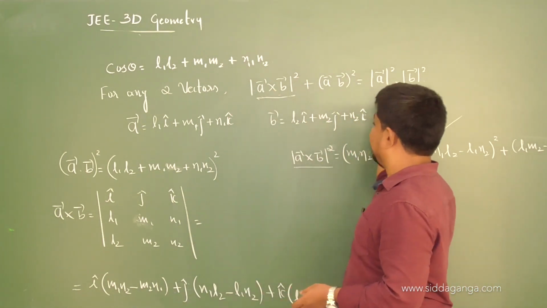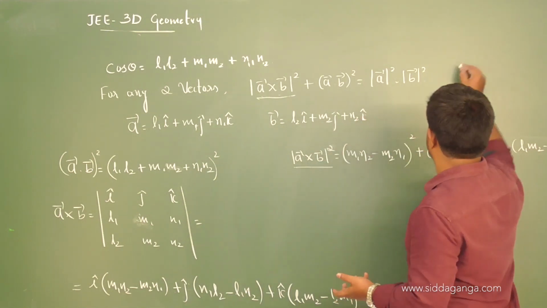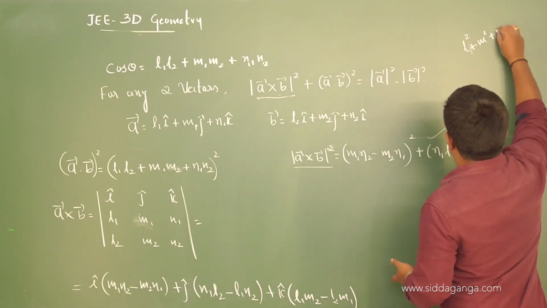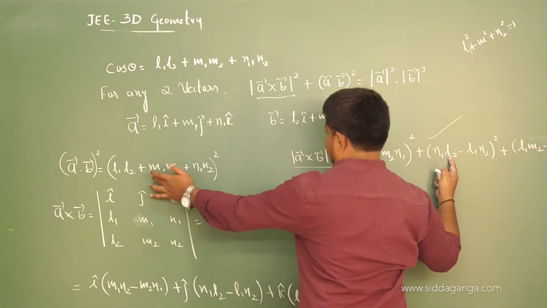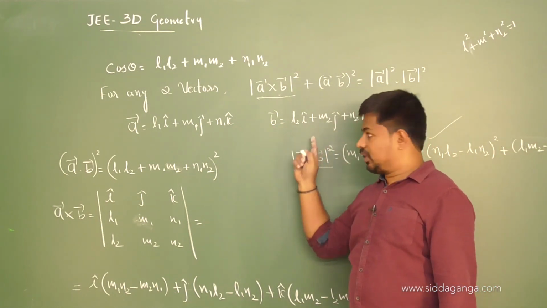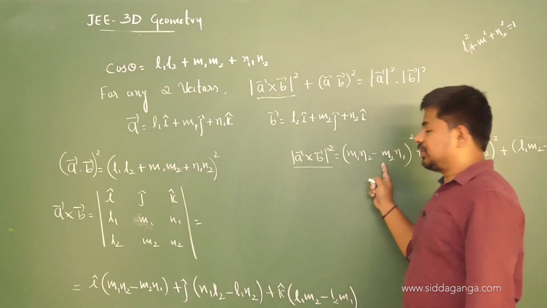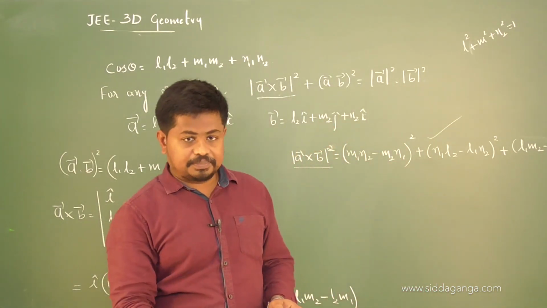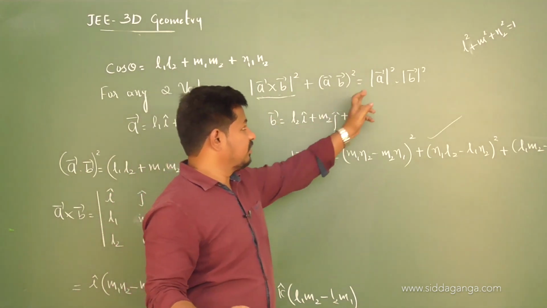Again, the magnitude of B is root of L2 square plus M2 square plus N2 square, nothing but 1, because we have the result L square plus M square plus N square is equal to 1. So the sum of these two is 1, because these two vectors have the same magnitude. So this is the LHS of the second statement. The magnitude of these two vectors becomes 1, so the product of these two is equal to 1.